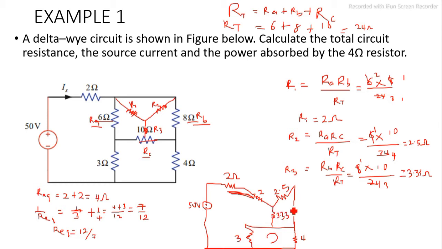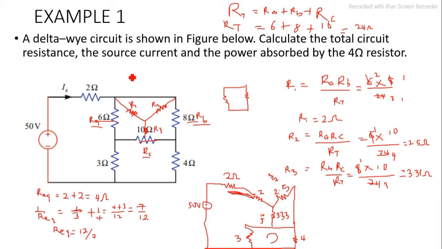So let's redraw the circuit. Also note this and this, they are in parallel. This 2.5 and 3.3, they are in parallel. Let me draw it for you so you can see. Look at this 2.5. I can bring this resistance here, and look at this 3.3. I can draw it like this. So they are in parallel. What's 2.5? 5 over 2. What's 3.3? 10 over 3. So since they are in parallel, let's find the equivalents.